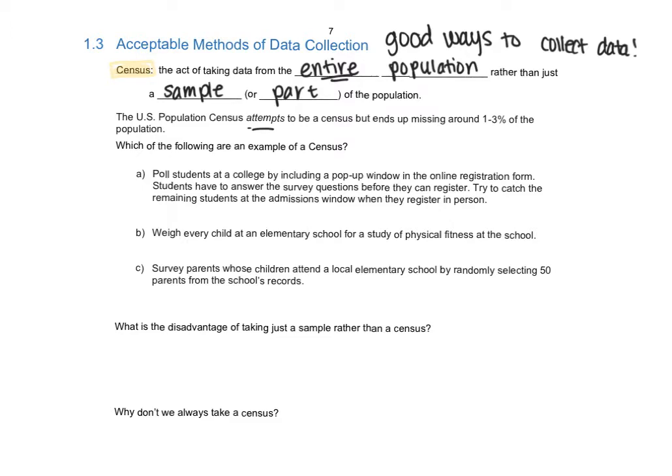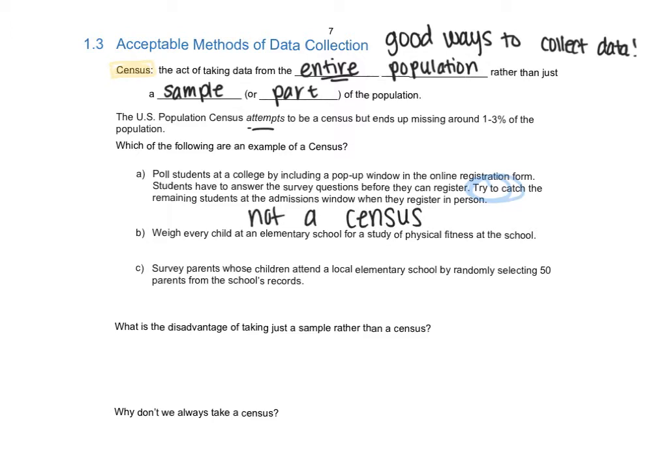So our first example is a poll of college students at a pop-up window in their online registration form. Students have to answer the survey questions before they can register. And then we try to catch everyone else at the admission window when they register in person. So if every single student had to register online, this might be a census. But as we know, some students don't register online, they register in person. And then when it just says try to catch, it makes me think they don't catch everyone. So I would argue that this one is not a census. We might miss a few students.